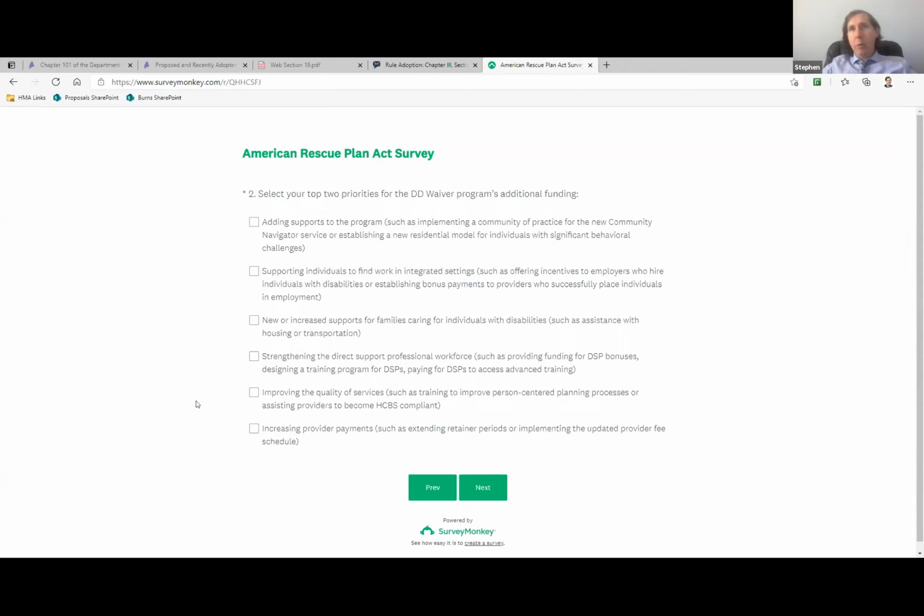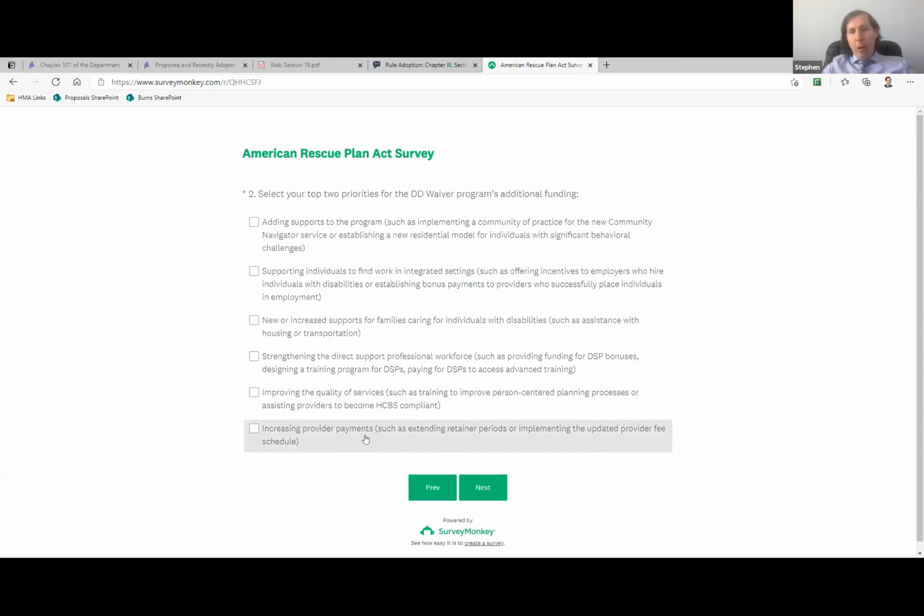Are there things that we could do to improve the quality of services? So we have some ideas about things like improving training, person-centered planning for staff and for providers. How about assisting providers become HCBS compliant? And those are a couple of ideas that we've come up with, but certainly are there things that you, the community, think would help to improve the quality of services?